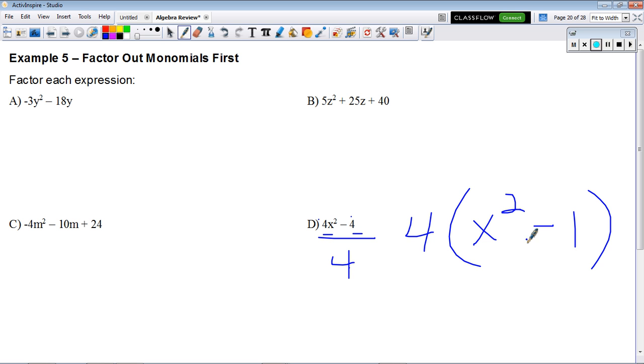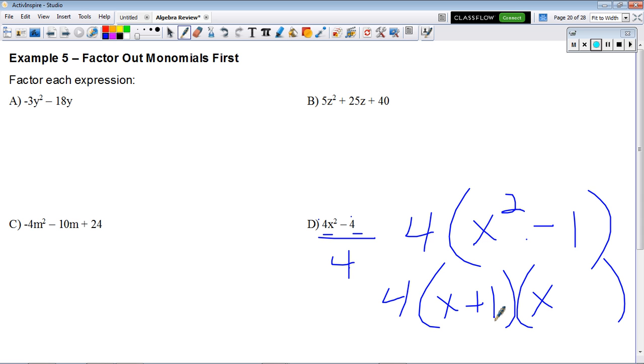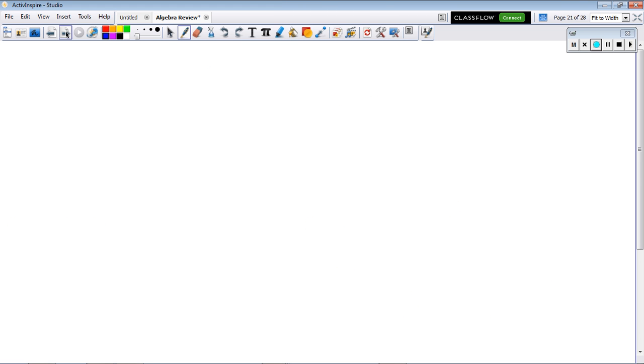And then notice with this here, I have a difference of two squares. So I'm going to open up two parentheses here. x squared would be x times x. Negative 1 would be plus 1 and minus 1. Right? So if I put those together, that's where the 0x comes from in the middle there. So that's some different things there with Part D. So that's some different things with factoring.